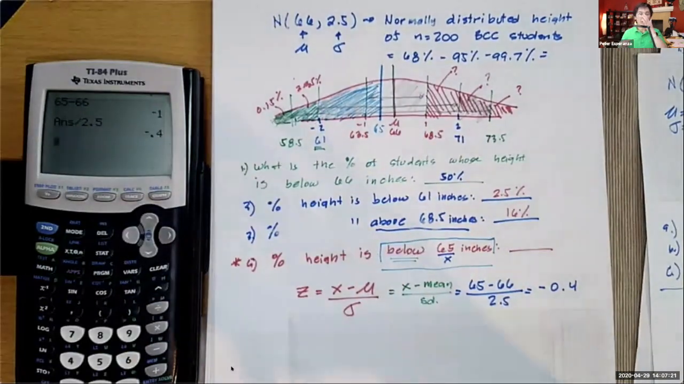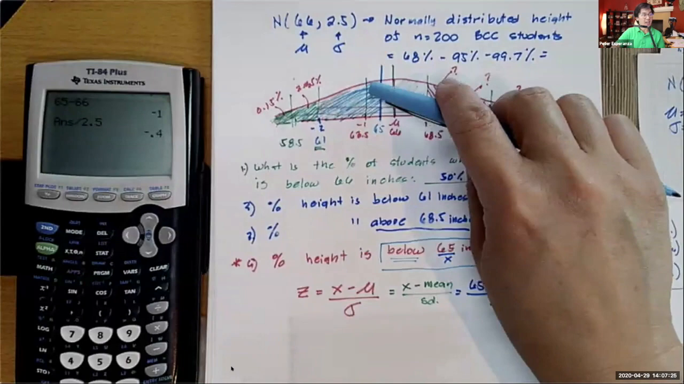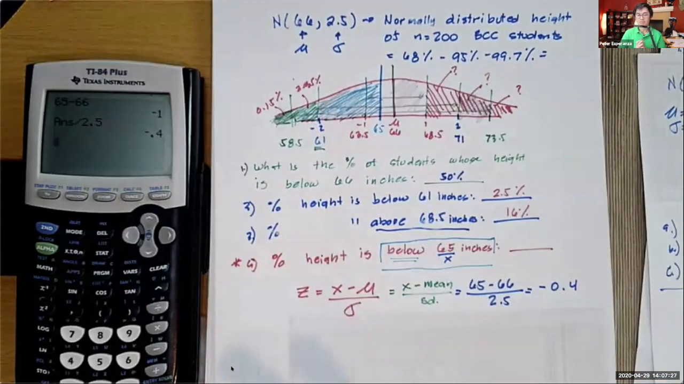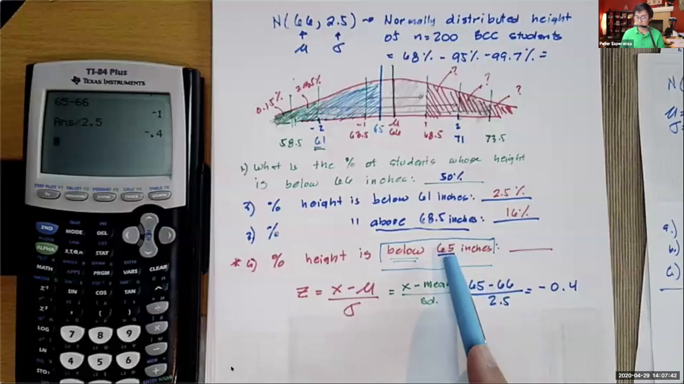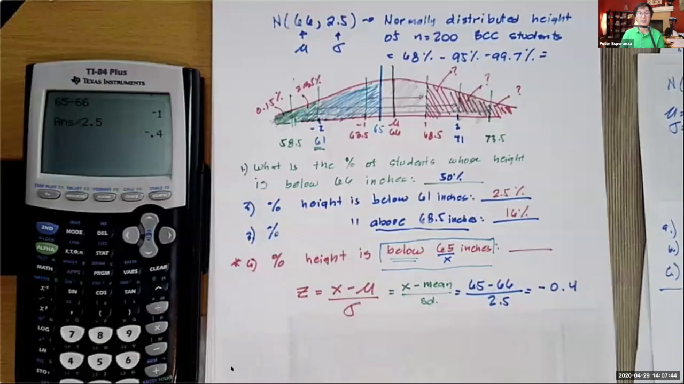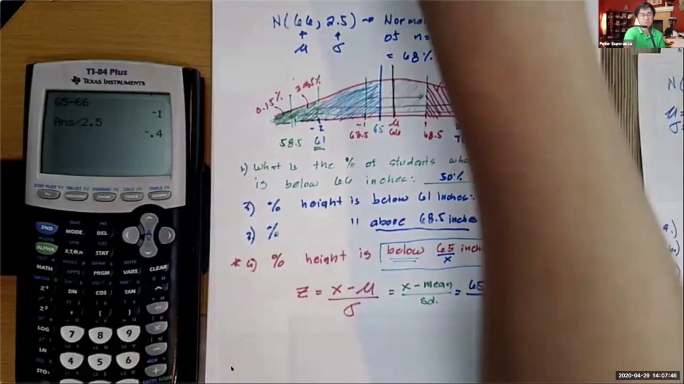Now, without any calculation, what we know is that this area could be 49%, 45%, 30%. It should be below 50%, right? That's all we know. It's below 50%, or below the average. So a person whose height is 65 inches is below the average, but what is the percentage?